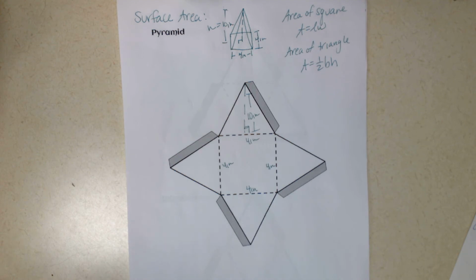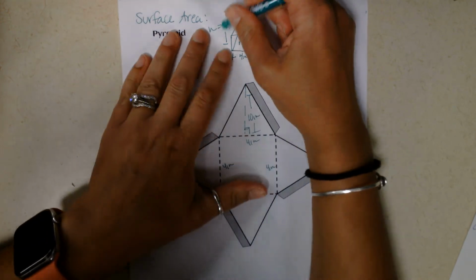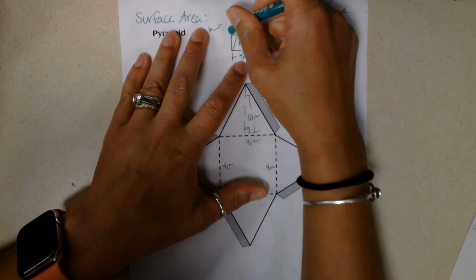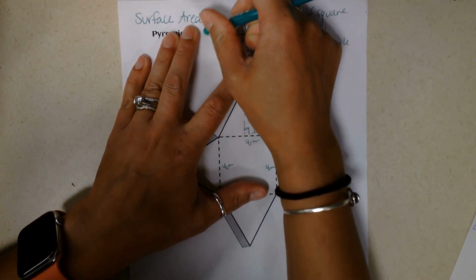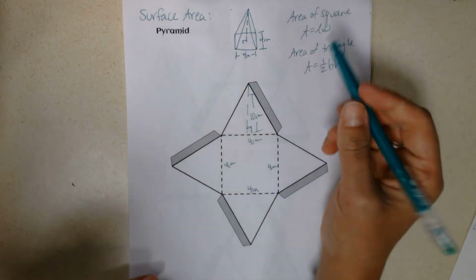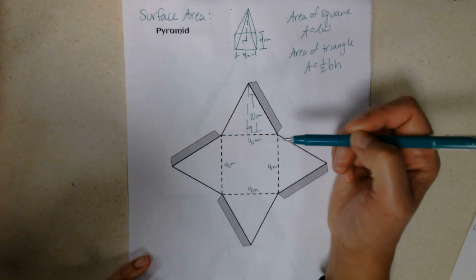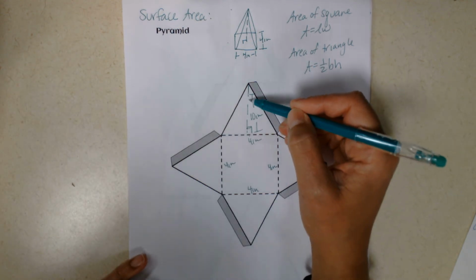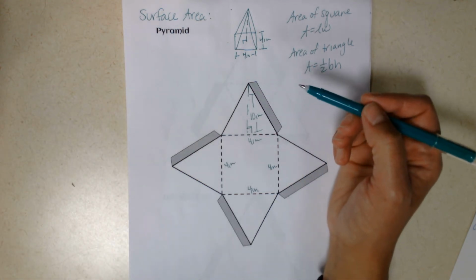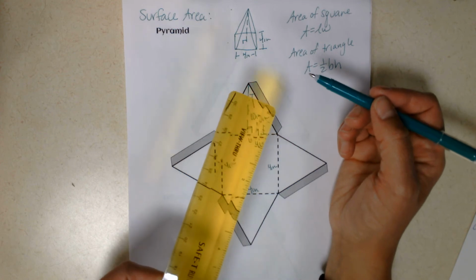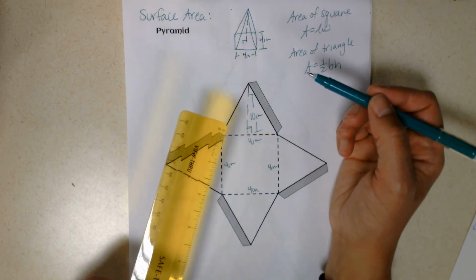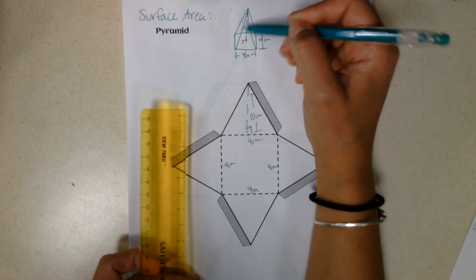Actually, I'm trying to think if that's a true story. And that's not a true story. So let's erase this, because this is going to be the slant here. So you are going to measure this out anyways using a ruler. So I'm not going to get into the Pythagorean theorem right now. So I take this back.